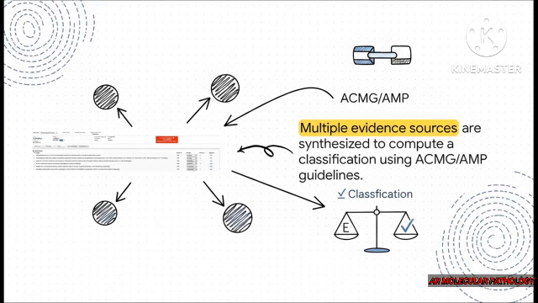And this is sort of what that whole process looks like in practice. This is an example of a clinical decision support tool. You can see how it pulls in all these different types of evidence: population frequency, functional studies. It weights each piece according to those ACMG/AMP guidelines, and then it computes a final classification.